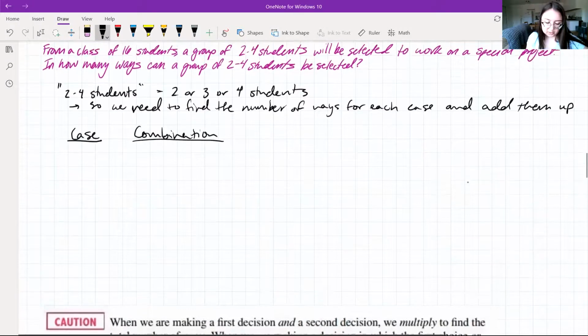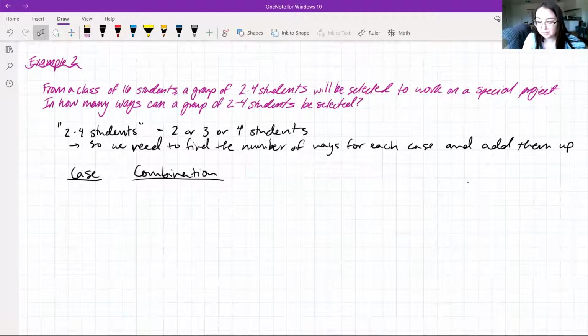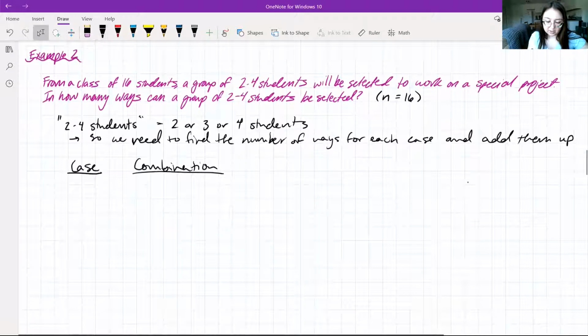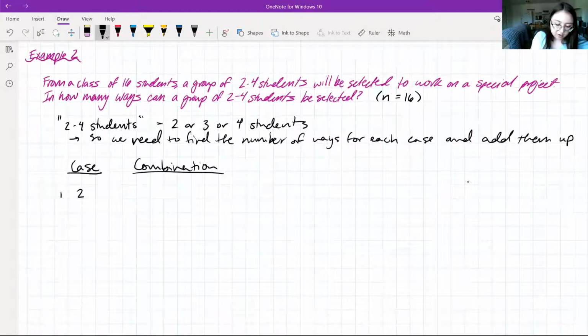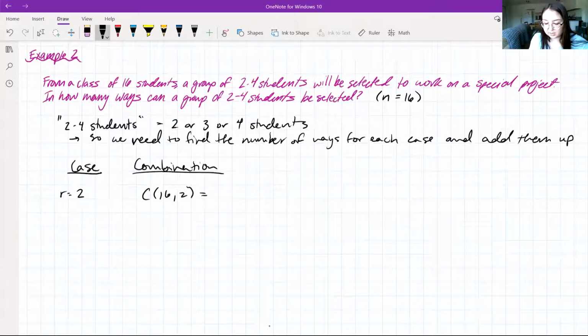Okay, so with our first case, first things first, since we know that the class has 16 students, we know n is equal to 16. Our total number is 16. So in our case of r equal to 2, our combination is going to be C(16, 2). When we calculate this, we're going to get 16 factorial divided by (16 minus 2) factorial times 2 factorial.